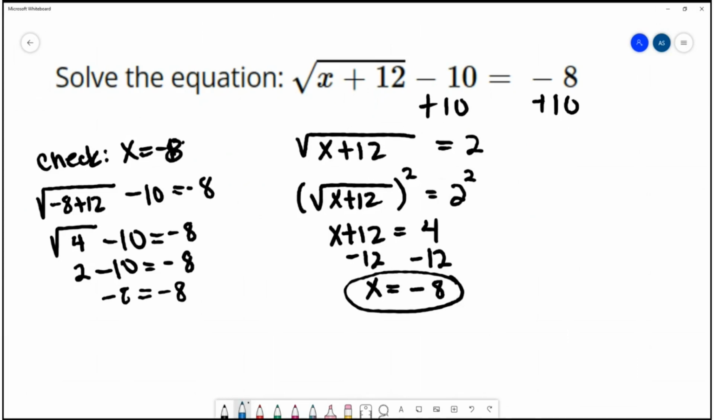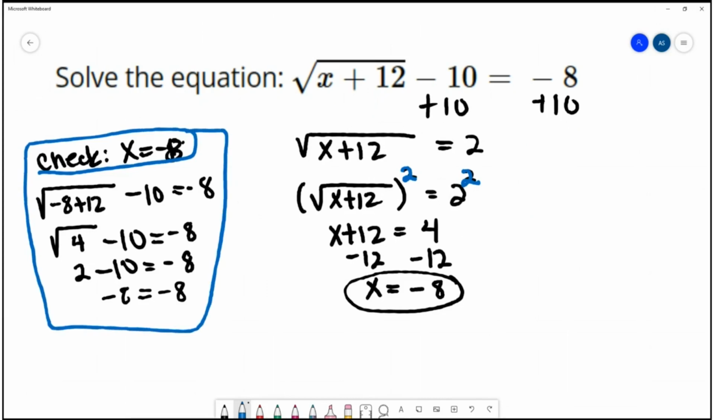So the reason why we need to do that checking is because when we square both sides, sometimes that produces what we call extraneous solutions. Those are solutions that don't work in the original equation. So every single time you get rid of the radical by squaring both sides or raising both sides to the 4th power or 6th power, you have the potential of getting an extraneous solution. So you need to do that checking step every time you raise both sides to an even power.